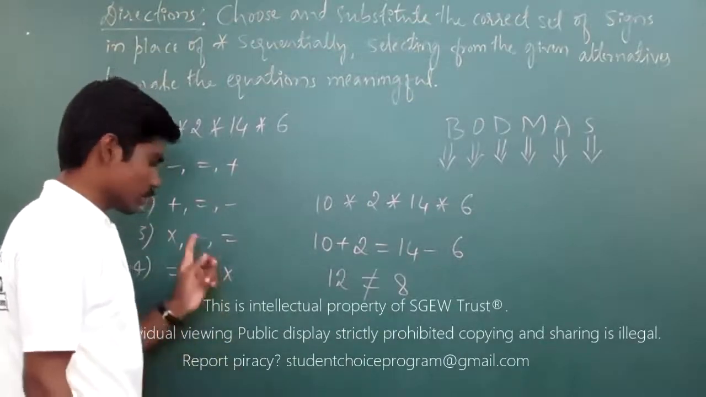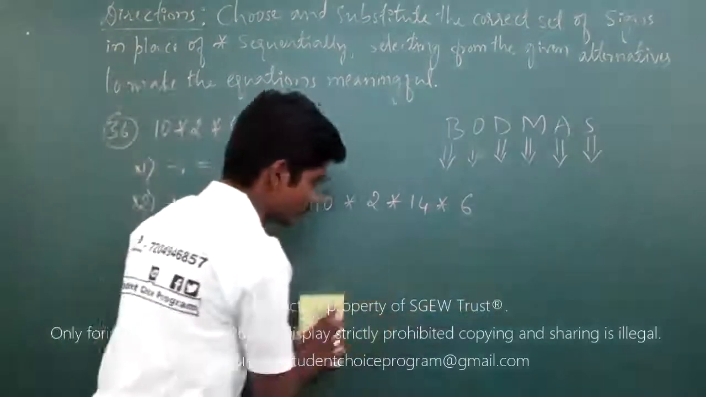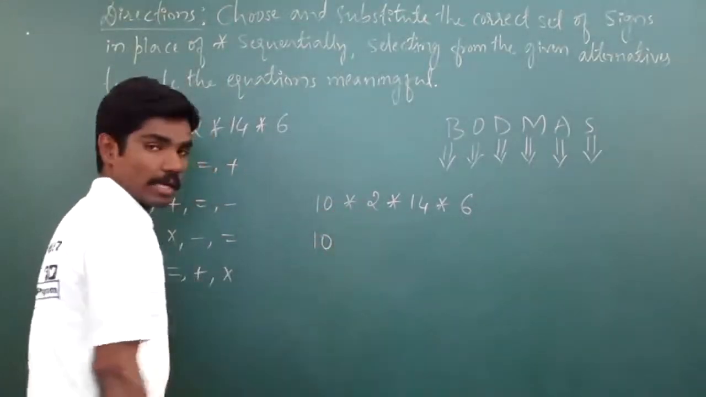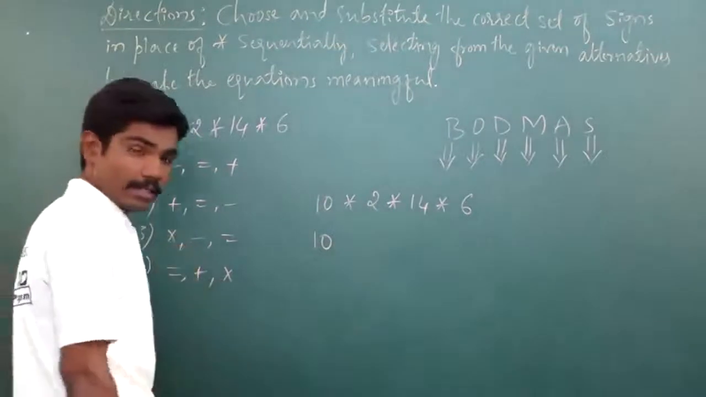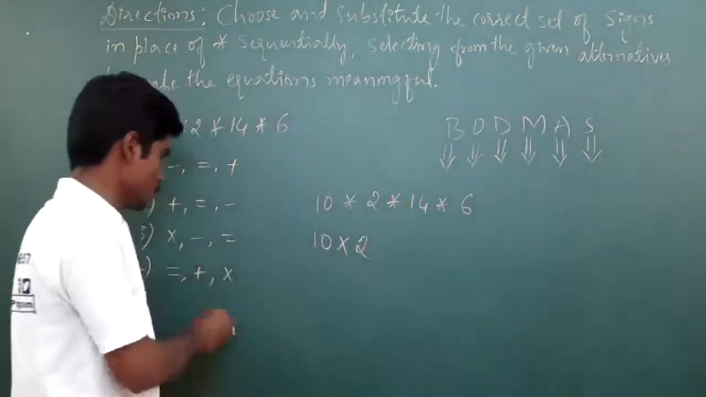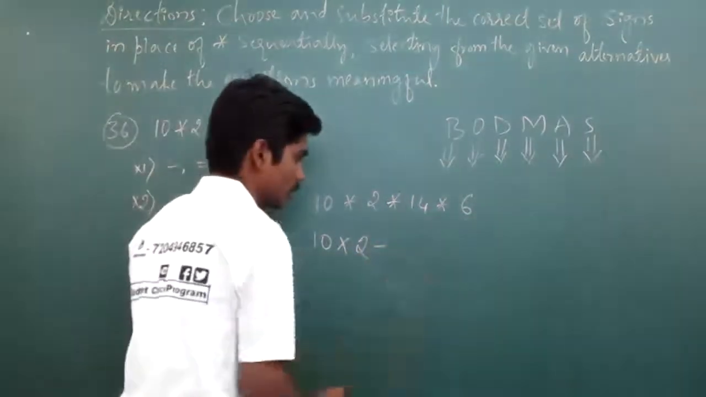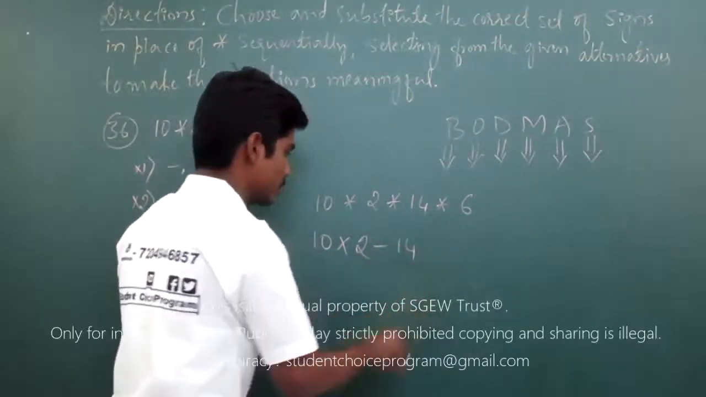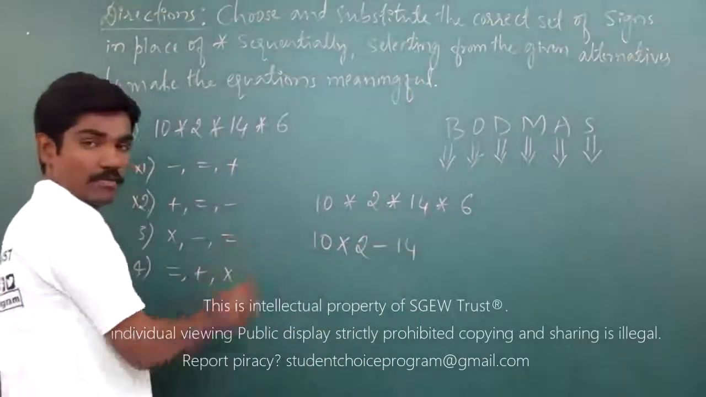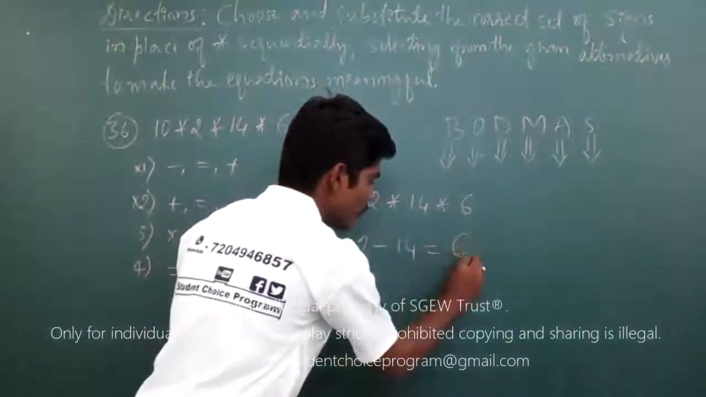Now let me consider the third option. For the third option, again 10 as it is. In place of star, into. Okay, 2 as it is. In place of star now, minus. We get minus, 14 as it is. Now in place of star again, is equal to 6.